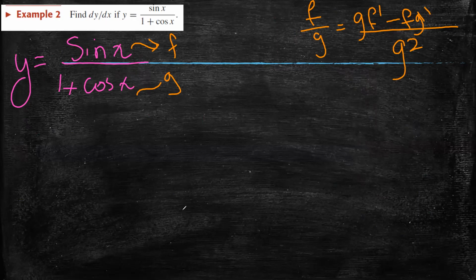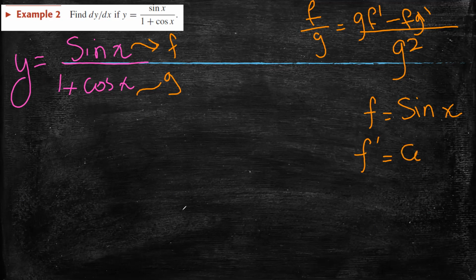Okay, then we say that f is sine x, so f prime will be cosine. Then g is 1 plus cosine x, so g prime will be negative sine, and the 1 will be 0. Then back here.